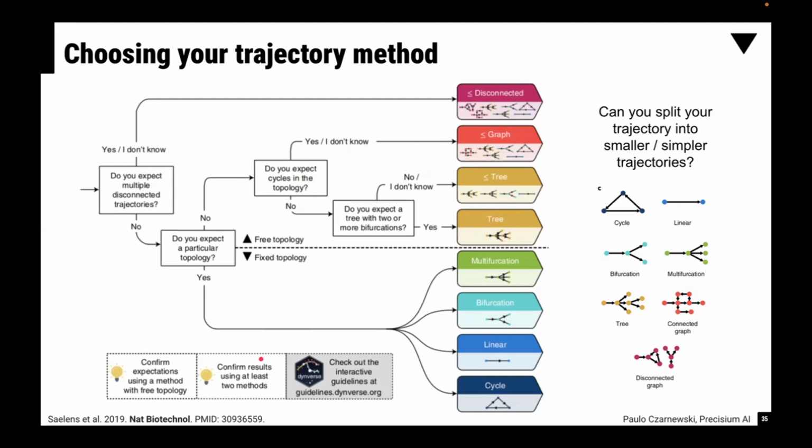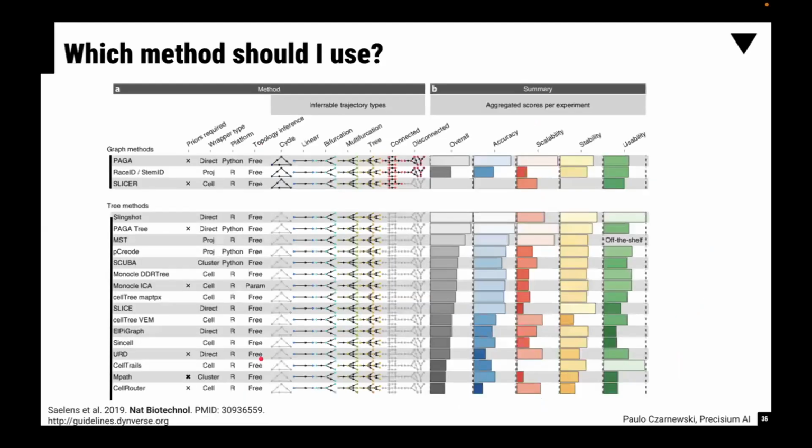They also have an interactive browser that you can check, and this table here is also in their paper. So what they did was compare many different trajectory inference methods, checking the priors, if you need to have some biological knowledge or information to do trajectory analysis, which platform, whether it's R or Python, and the topologies that I was mentioning. So that's why it's important for you to know which biological process you are trying to depict, because that really depends on which method you can choose.